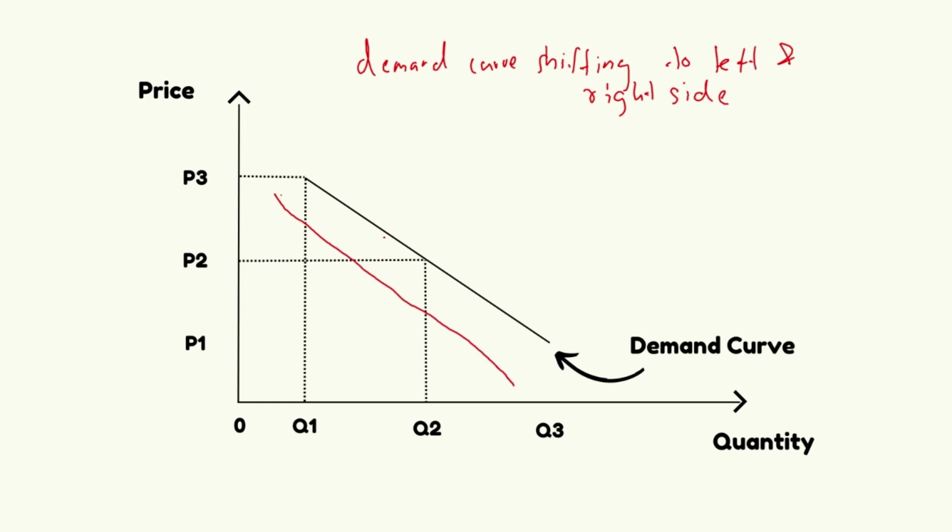This is the movement to the left side and this is the movement to the right side. Now what will happen at the same price level? Now there are different levels of demand here, here and here. The demand levels are changing but the price level stays the same.